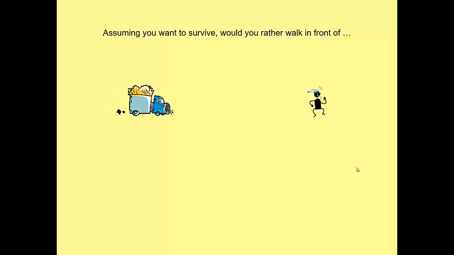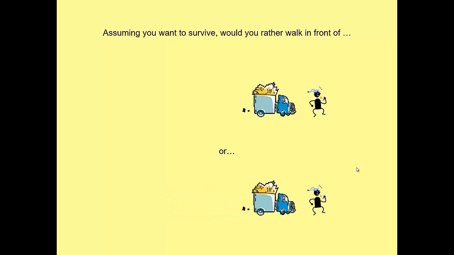So, assuming you want to survive, okay, please no existential arguments about quality of life and things like that, right? Assuming you want to survive, would you rather be in front of this truck or that fast-moving truck? My guess would be the slow-moving truck, right? So this quantity has something to do with speed or velocity, if we want to be vectorial.